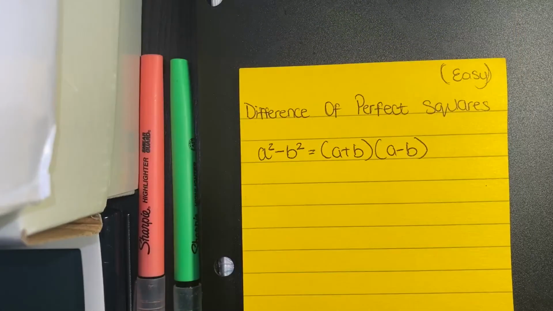Okay, so this is kind of like a cheat sheet or a little formula for the difference of perfect squares, and I will try to break it down, but basically if you follow this, you can't really go wrong or get it wrong.